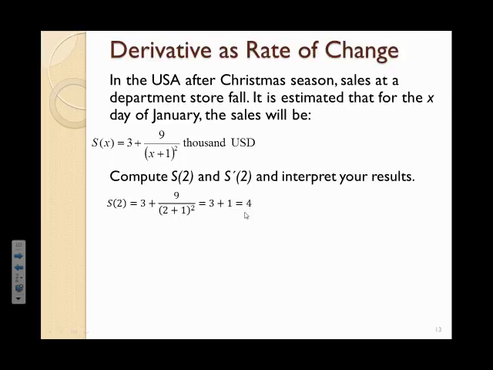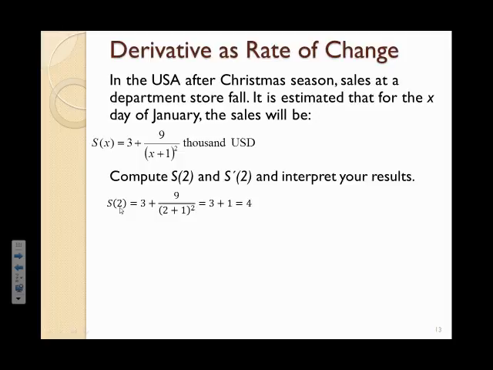Well, what does that mean? An s of 2 here equals 4. Well, interpret your results. What does that mean? Since this is a business calculus class, it basically means, what does that mean to you as a business person? Well, what is s of 2? Here, this is s of x. An s of x is gotten from here. For the x-th day of January, the sales will be. Oh, so this is sales. s of x is sales. So that's what the s means.